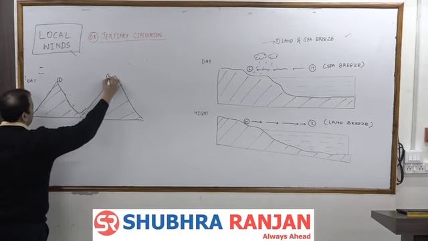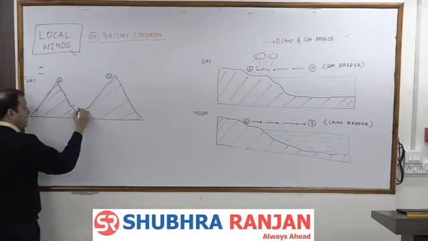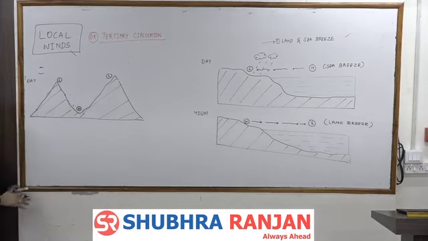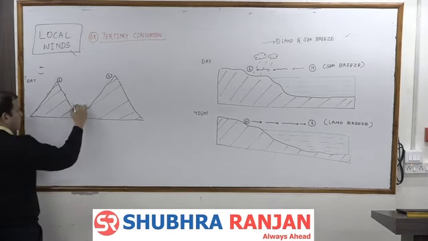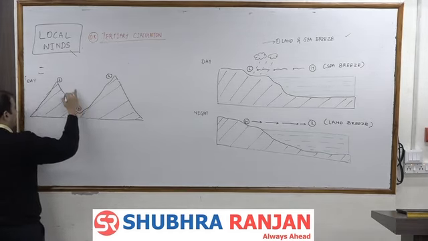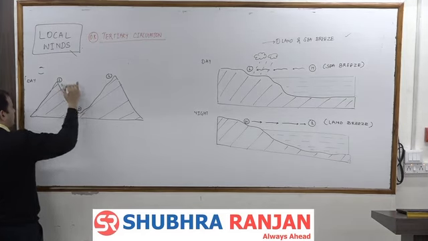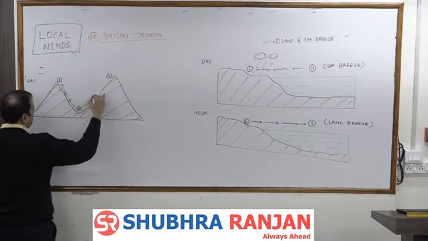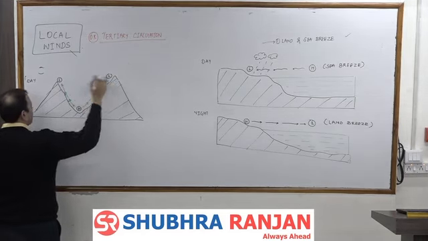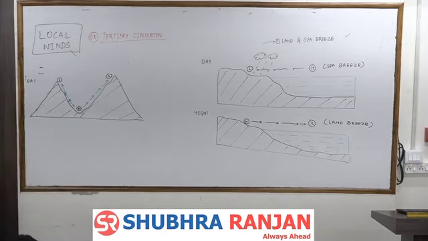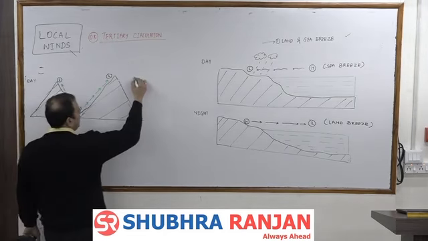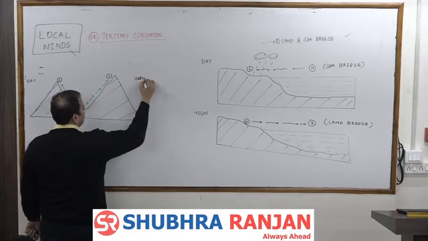So the upper part will get more heat, and hence it will develop into a low pressure center during the daytime, while there will be a comparatively high pressure center below, and as a result of this, wind is going upwards. Wind is going upwards, and we will call this wind as valley breeze.